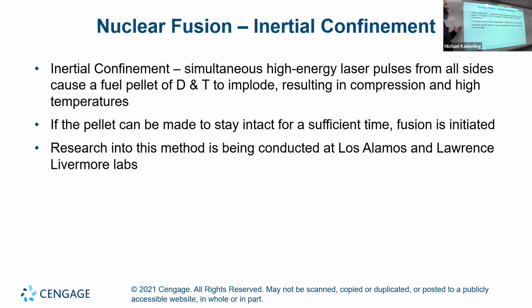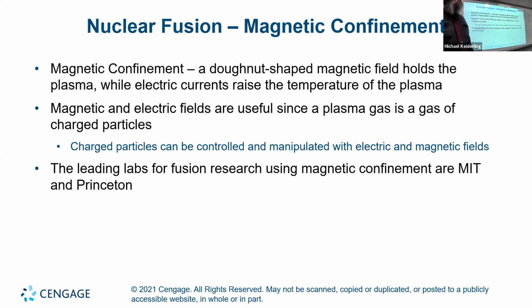Inertial confinement is where simultaneous high energy laser pulses from all sides cause a pellet of deuterium and tritium to implode, resulting in compression and high temperatures. If the pellet can be made to stay intact for a sufficient time, fusion is initiated. Research into this is being conducted at Los Alamos and Lawrence Livermore labs. This is mostly happening because it's very helpful for designing nuclear weapons. It's not really viable as a power source because it's hard to get the energy out.